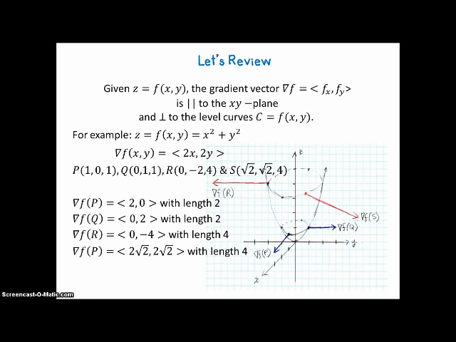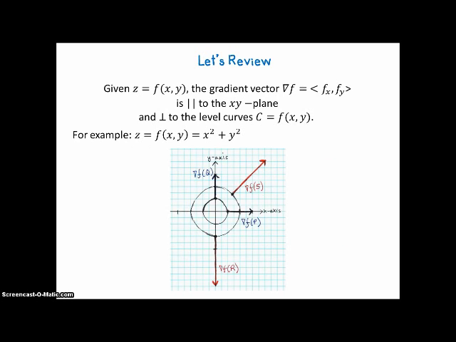And here's a picture of those gradient vectors attached to the surface. The red one that looks like it's pointing down is actually still parallel to the xy plane. The way it's drawn is for perspective. So all of these vectors are parallel to the xy plane.